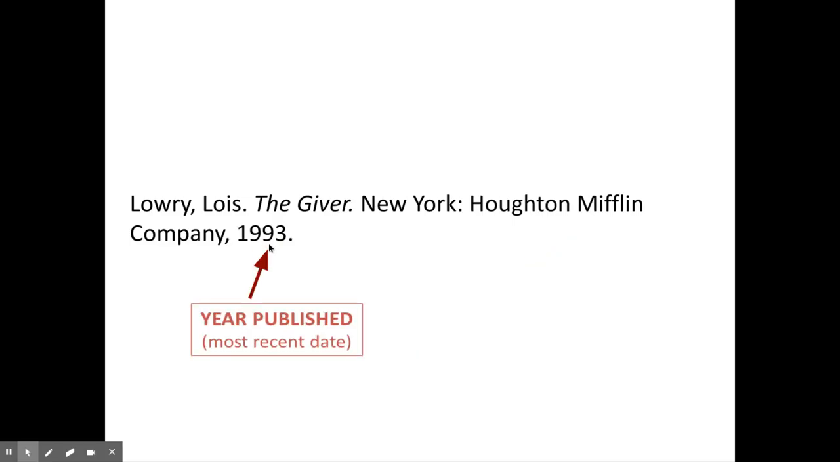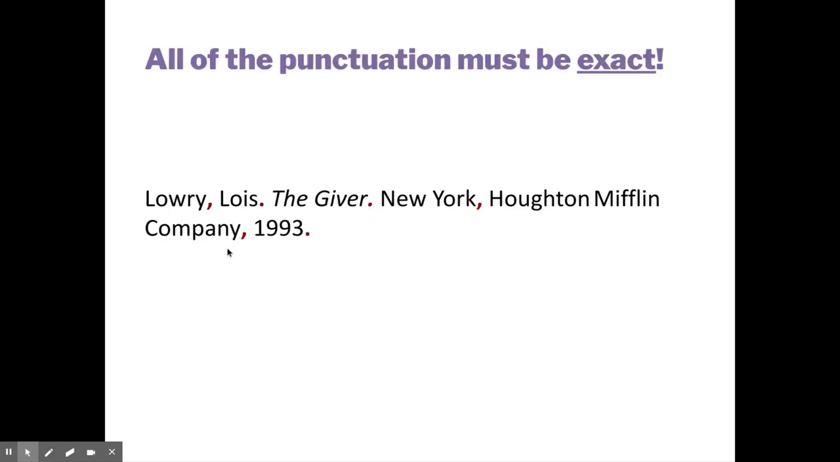This year, 1993, was the year the book was published, and that is the most recent date. Sometimes you'll have new editions of the book, so you put the most recent date for whatever this edition is. And notice I have the period at the end. All of the punctuation has to be exactly like this. So Lowry, comma, Lois, period, The Giver, period. And you have to have the punctuation exactly like this.